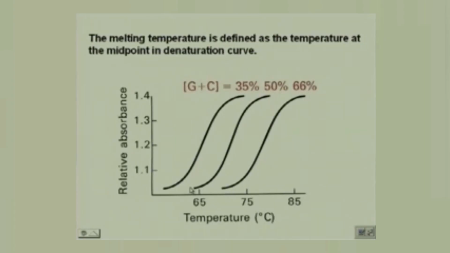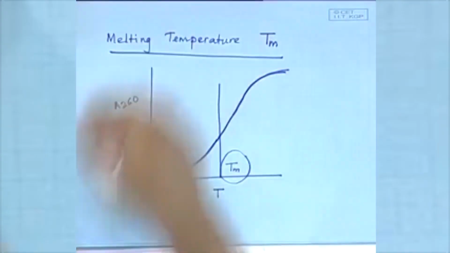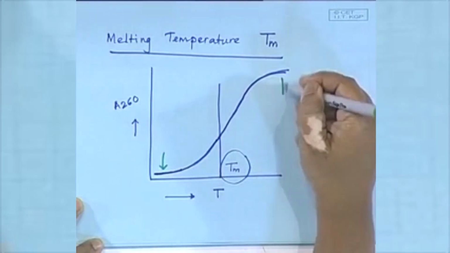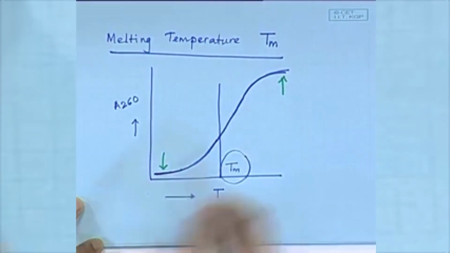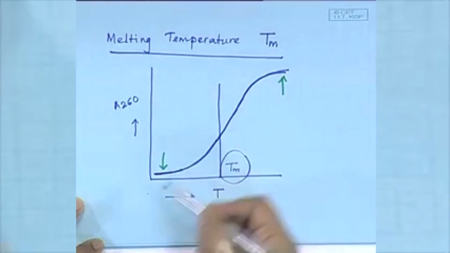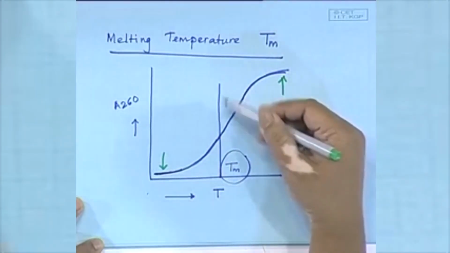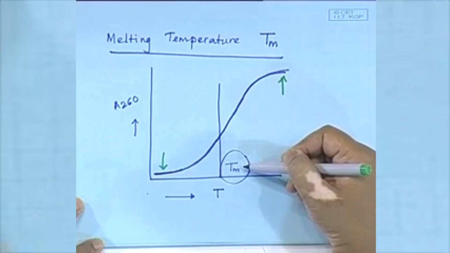Now, we have different melting temperatures. This is what we would call then a denaturation curve, like the one I showed you here. Why is it called a denaturation curve? What do we have here? We have helix, here we have coil, here we have double strand, here we have single strand. So, we have denatured it. So, this is a denaturation curve and the midpoint of that will give me the Tm.